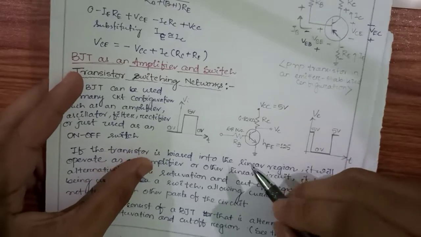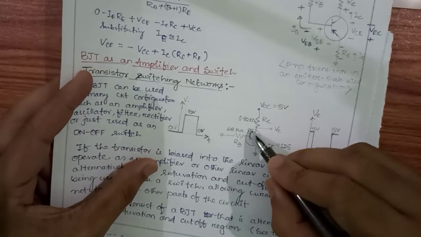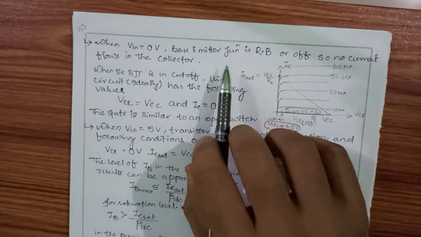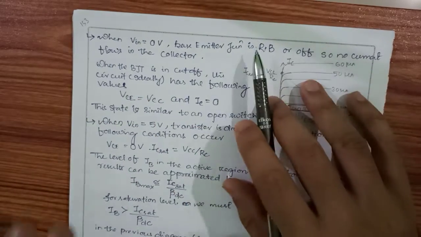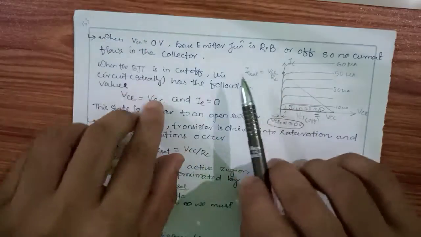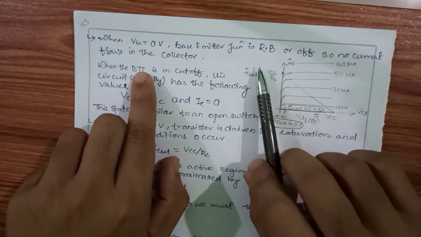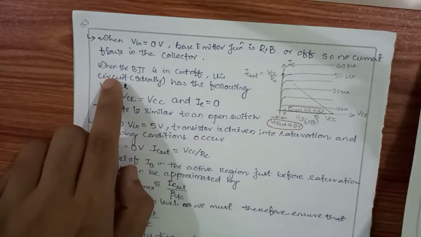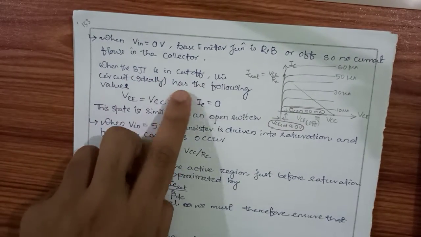What is the condition for the cutoff region? This should be reverse bias, this should be reverse bias. Now, as this base-emitter junction is reverse biased, what will happen? Reverse bias means there will be no flow of current, so from the base there will be no flow of current. So when the BJT is in cutoff, the circuit ideally has the following values.